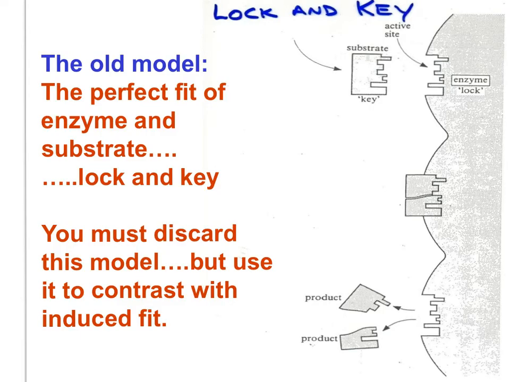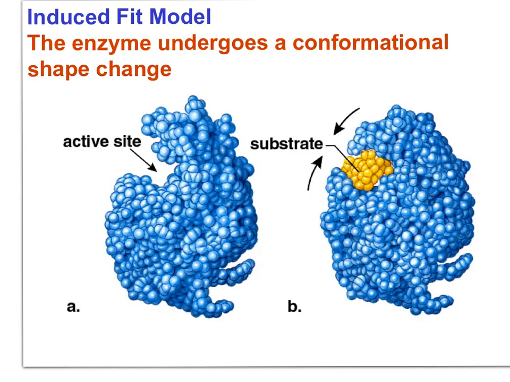The old model of the enzyme-substrate relationship is that of a lock and key. The lock and key model emphasizes the rigid nature of the active site as it binds the substrate. A new model, known as the induced fit model, has pushed the lock and key model aside. In the induced fit model of enzyme-substrate relationships, the enzyme undergoes a conformational shape change as it acts on the substrate.